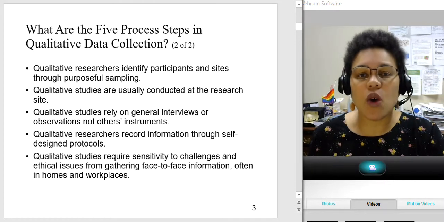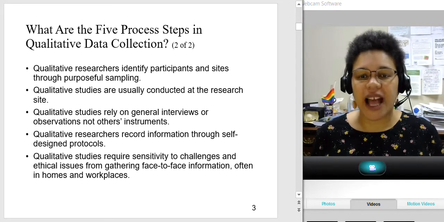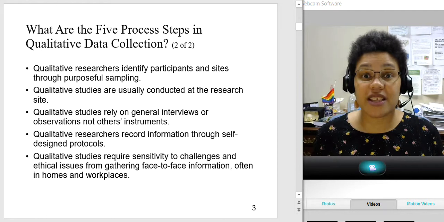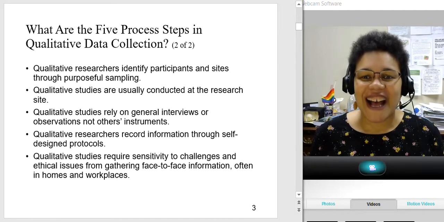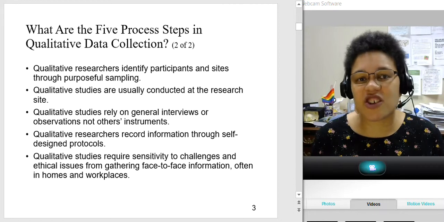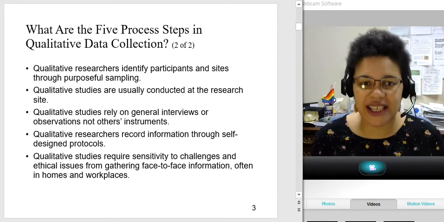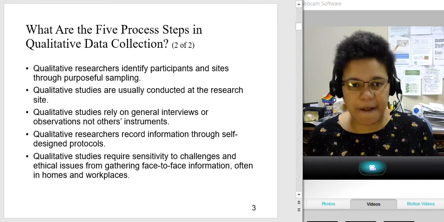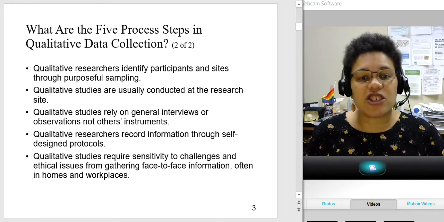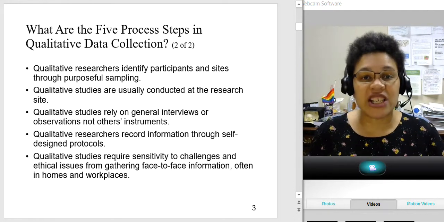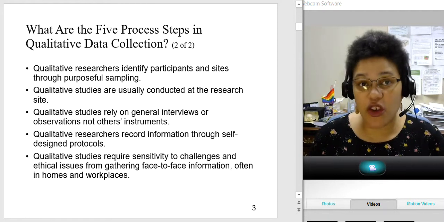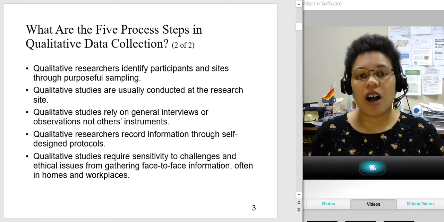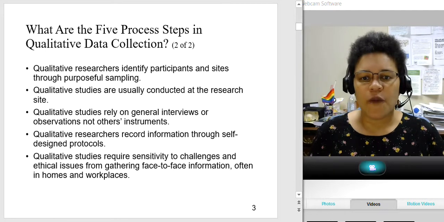Okay. So the way we identify participants and sites is usually through purposeful sampling, although convenient sampling works in a pinch. The studies are usually conducted at whatever the research site is, instead of this idea that we're going to bring participants into a lab or something like that. Qualitative studies rely on general interviews or observations, usually not someone else's instrument, although you might adapt someone else's research protocol, like for example, their interview protocol for use in your study.